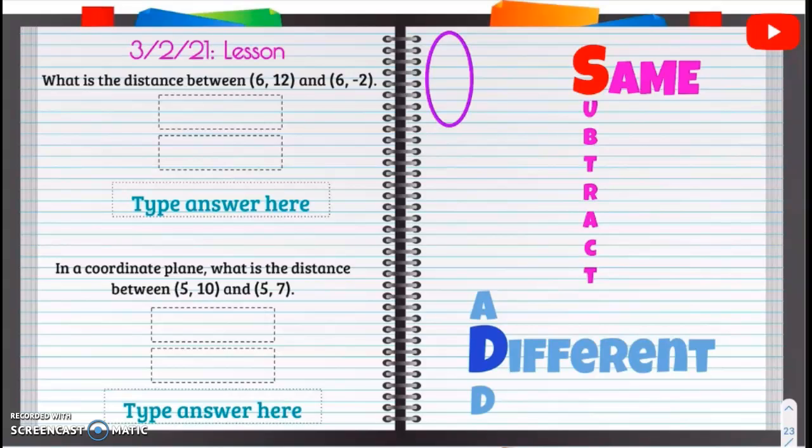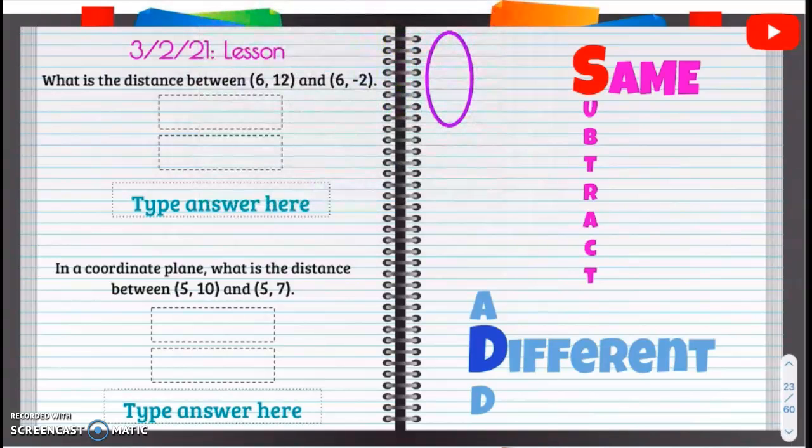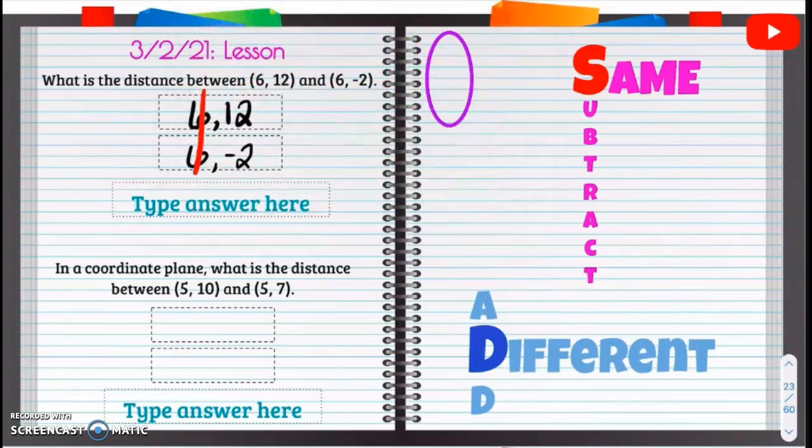All right, our lesson. So what's the distance between these two coordinates? So these two ordered pairs. What we're going to do, remember, first what we can do is write down what our ordered pairs are. So we have a 6 and a 12 and a 6 and a -2. So these sixes match up and they're going to go off into the sunset together. We don't need to worry about them.